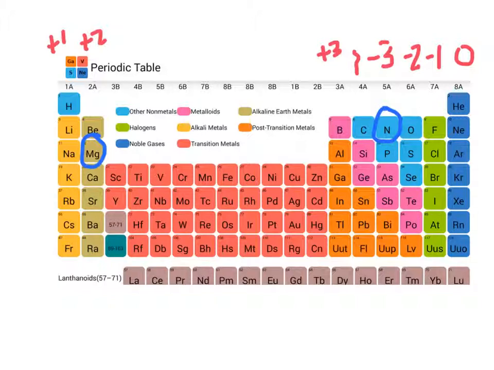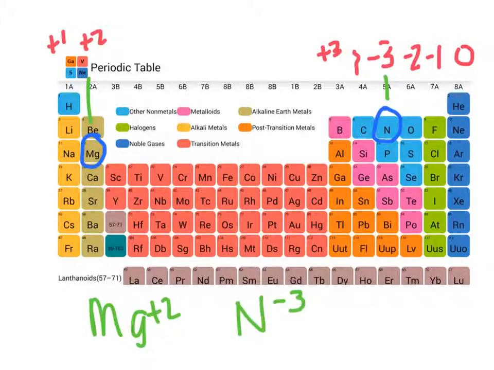So right now I can easily look at this and say, okay, Mg has a +2 charge because it is in group 2. N has a -3 charge because it is in group 5. See how much simpler that is, rather than figuring out how many valence electrons it has and how many it needs to gain or lose to get to a happy place. So this will save you some time in the long run.